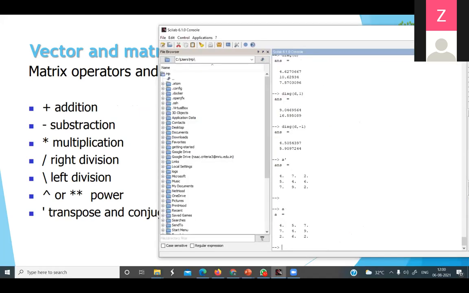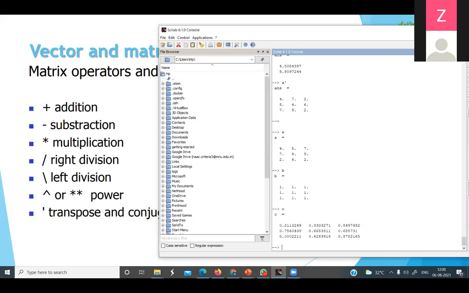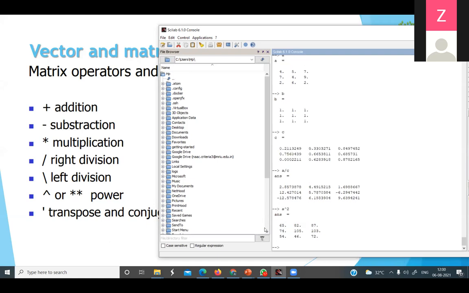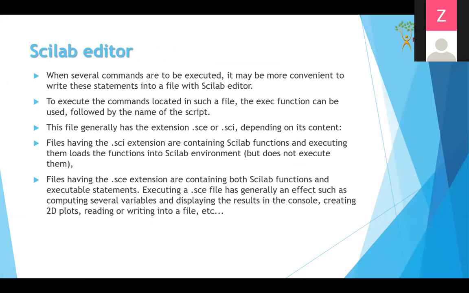So maybe this is the A matrix, this is B, and this is C. Let us divide A matrix with C, and done. If I want to raise all the elements of, say, matrix A to the power 2, I want to square it, A square is there. A square means A gets multiplied with A. If I want to multiply all the elements of this matrix with 2, it's done. So similarly, division or transpose or conjugate can also be calculated.